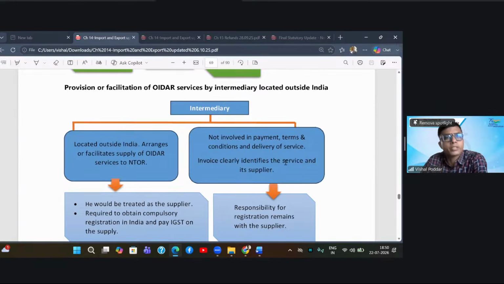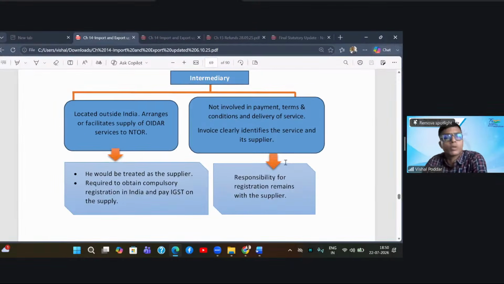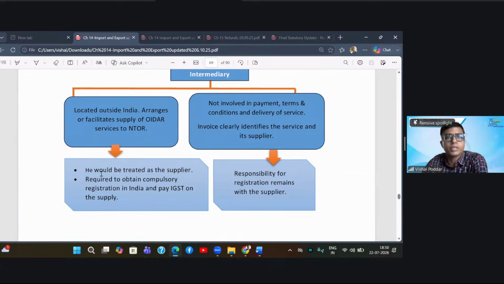Now, where these OIDAR services are facilitated through some intermediary who is also located outside India, what will be the scenario? For this, we will first understand the basis of this transaction. The intermediary is located outside. The role of the intermediary is to arrange or facilitate the supply of these OIDAR services to non-taxable online recipients like you and me. In such cases, the intermediary would be deemed to be the supplier. It is required to obtain compulsory registration in India and pay the IGST.